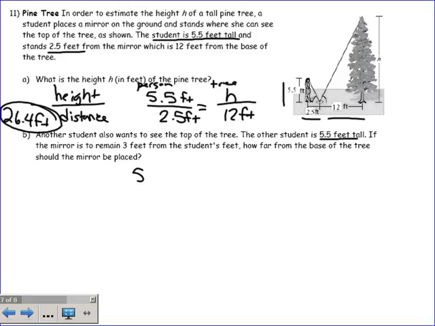So we'll set up this. This is 5.5 over 3 is going to still equal h. I'm sorry. We know how tall the tree is. This tree is 26.4 feet. And we're trying to find now the distance that the mirror should be placed from the tree. So now we're looking for something that's slightly different.